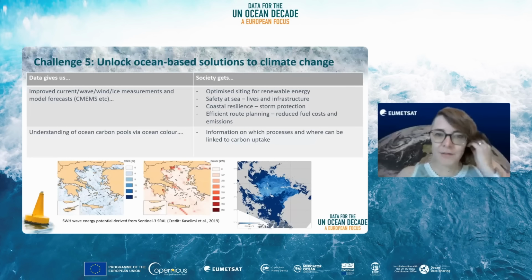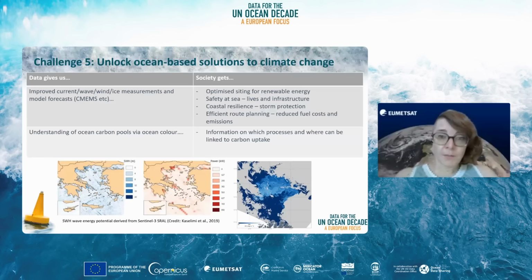In terms of challenge 5, unlocking ocean-based solutions to climate change, there are a couple of different examples I wanted to point to here. We provide a lot of physical, oceanographic and atmospheric or weather-related measurements that can improve current, wave, wind and ice measurements and are a significant contribution towards model forecasts. And this gives us the opportunity to do things like optimize the siting for renewable energy infrastructure, to improve safety at sea when relating to lives and infrastructure around extreme events, to plan in terms of coastal resilience for protection from storms, and to produce efficient route planning for shipping to reduce fuel costs and emissions.